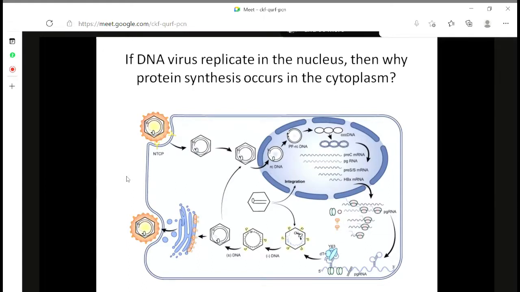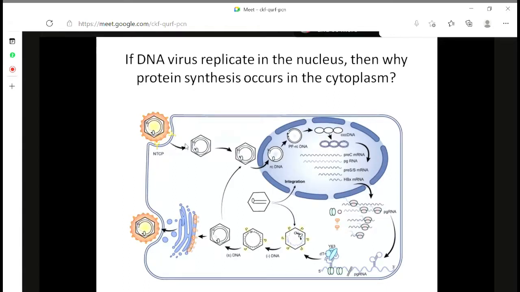Here it says that if the DNA virus replicates in the nucleus, then why does protein synthesis occur in the cytoplasm? It's not like that. Protein synthesis always takes place in the cytoplasm. All the protein synthetic machinery, like the ribosomes and other protein synthesis factors, are present in the cytoplasm of the infected host cell. So this is an example of a DNA virus, a hepadnavirus.